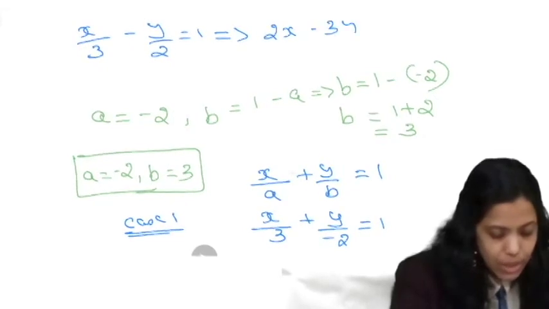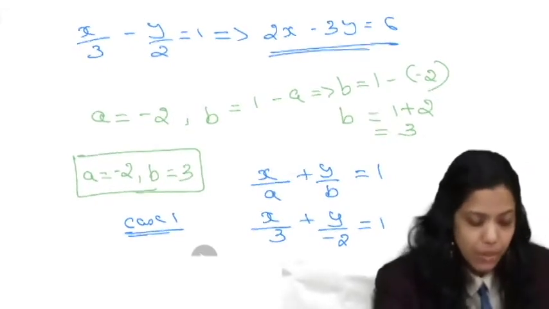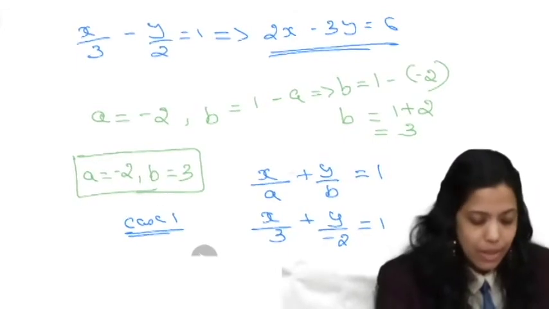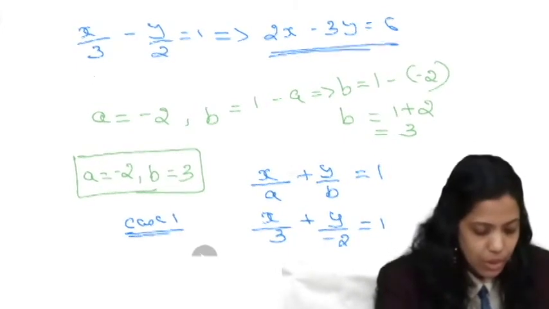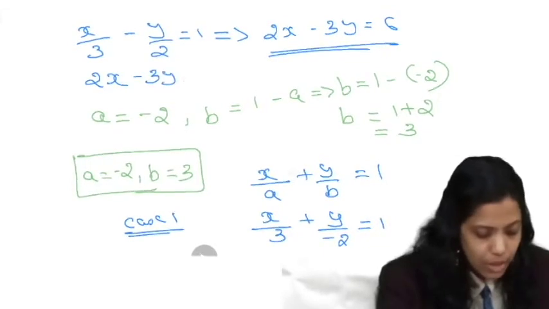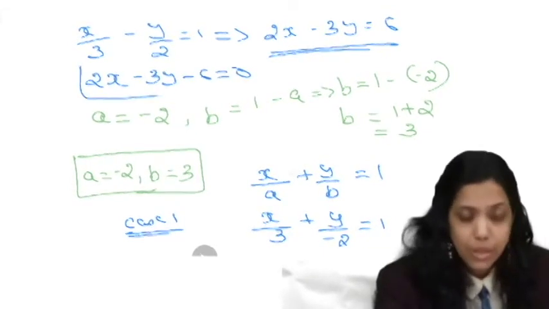So that is the first equation of the line. 2x minus 3y equal to 6. So we can write 2x minus 3y minus 6 equal to 0. That is the first equation. We are writing in the standard form. So here it comes, the first equation of the line.